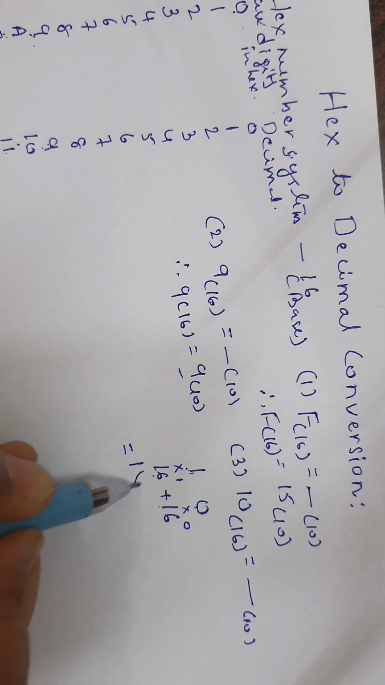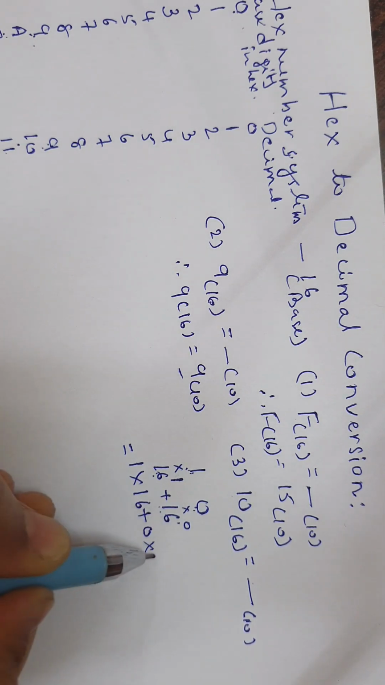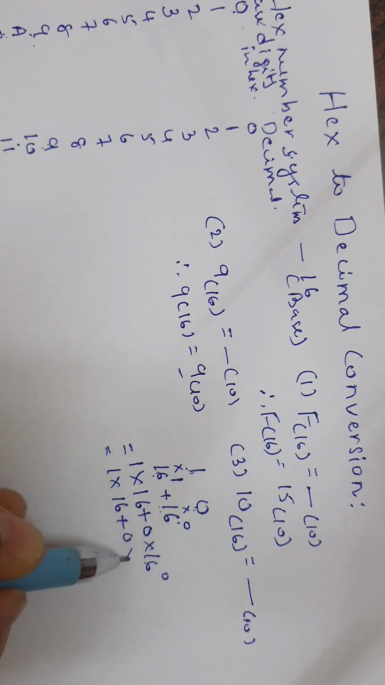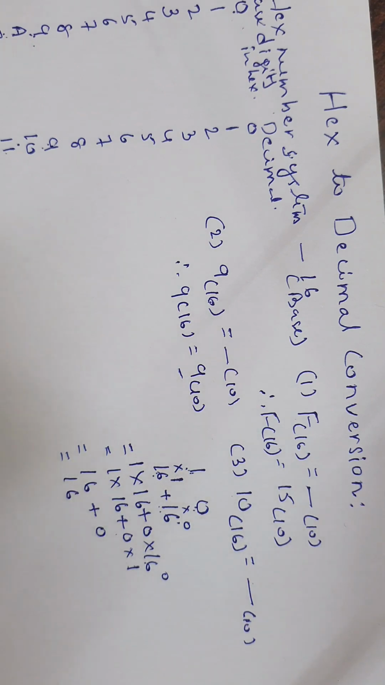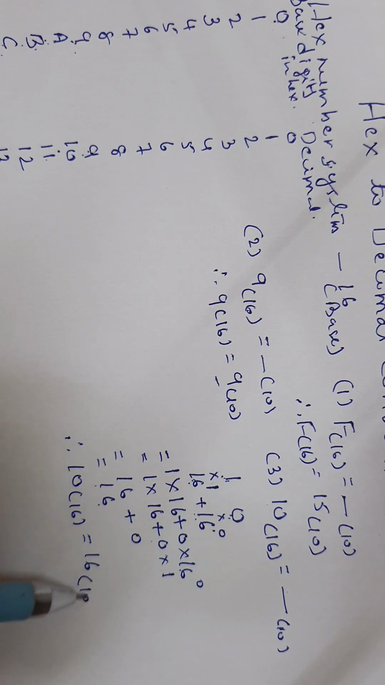So take 1 into 16 raised to 1, that is 16, plus this 0 into 16 raised to 0. So 16 raised to 1 is 16. Then 16 raised to 0 is 1. So this is 1 into 16 is 16 plus 0 into 1 is 0. Hence the final is 16. So given hex value 10 in hex is equal to 16 in decimal.